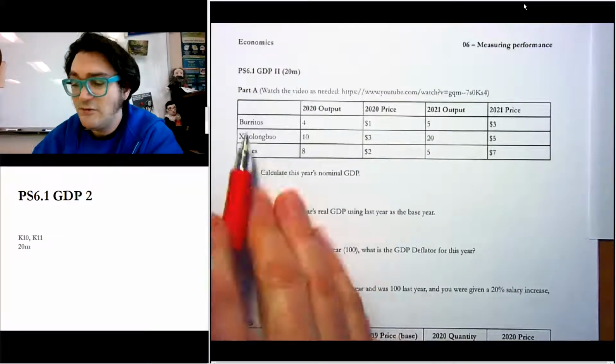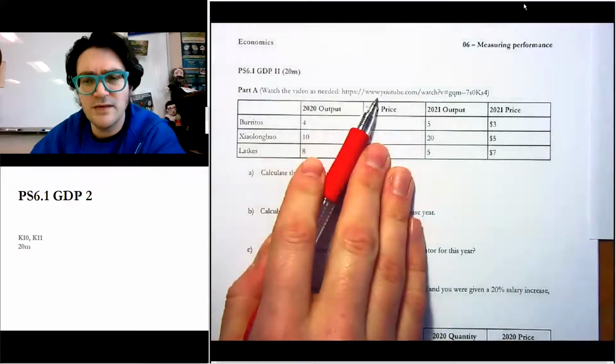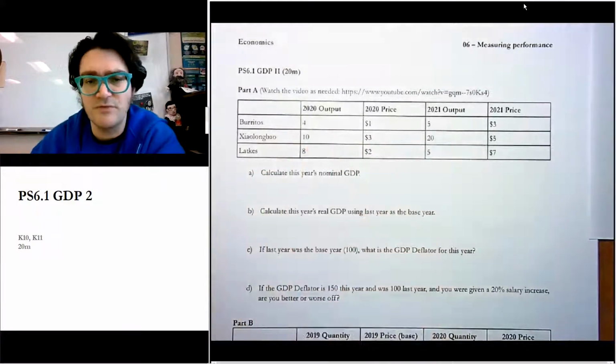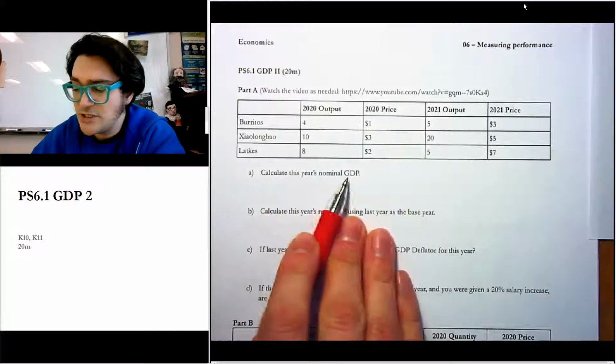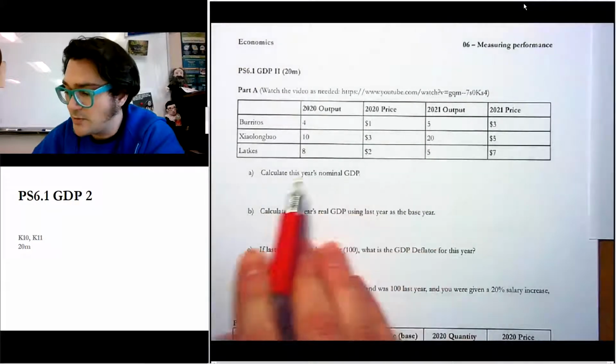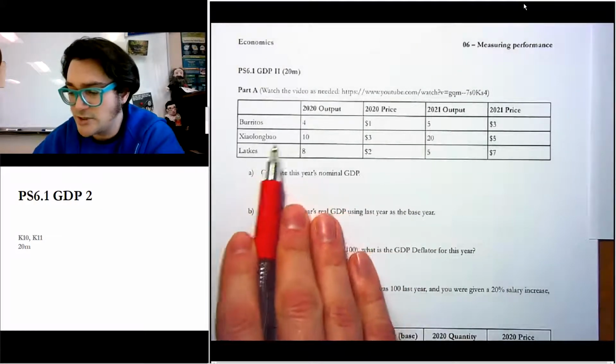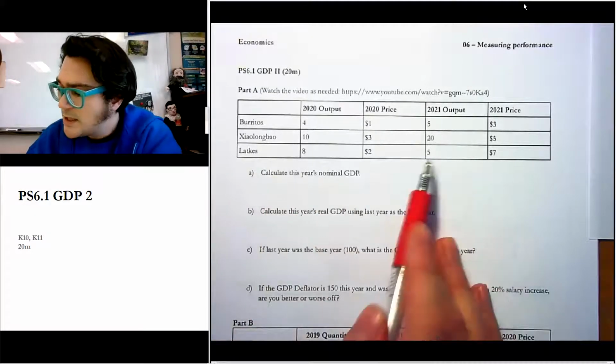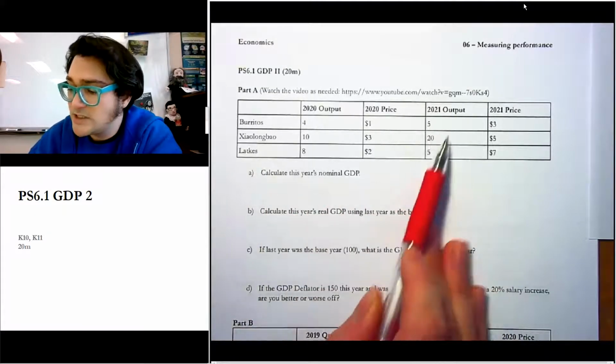And so the very first part here, there's a video that I put in the playlist that you can watch if you feel like you would need it. It gives you some quick review of this stuff. So calculate this year's nominal GDP. And we're given three goods, burritos, xiaolongbao, and latkes, which are basically my three favorite food groups. And we're going to say what this year's nominal output is.